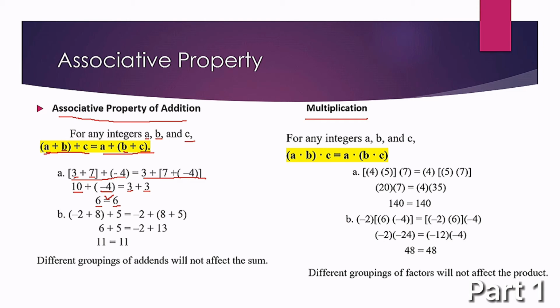Next, letter B. The quantity of negative 2 plus 8 plus 5 is equal to negative 2 plus the quantity of 8 plus 5. So, let us simplify the expression inside the parentheses. Negative 2 plus 8 is positive 6. Bring down positive 5, bring down negative 2, then 8 plus 5 is equal to positive 13. So, applying the rules in addition of integers, we have 6 plus 5 equals 11. Negative 2 plus 13 equals 11.